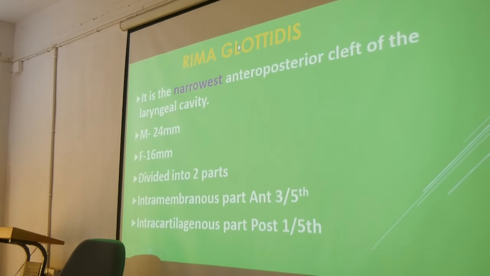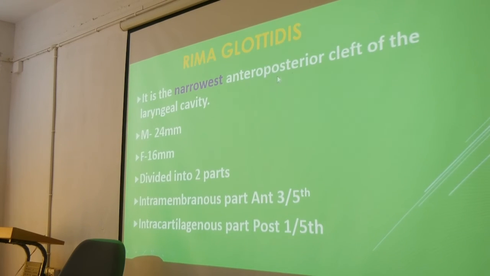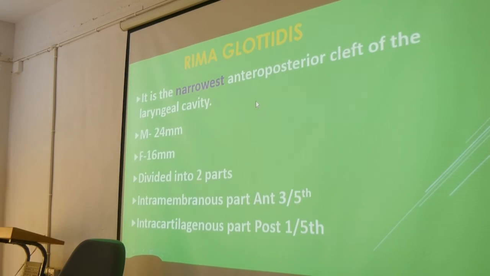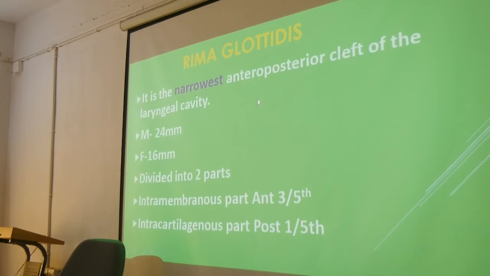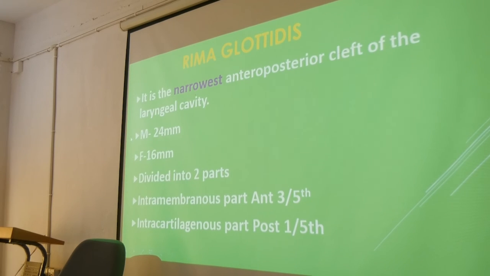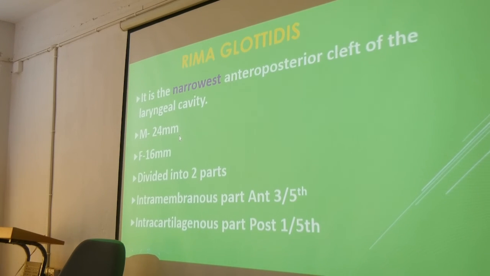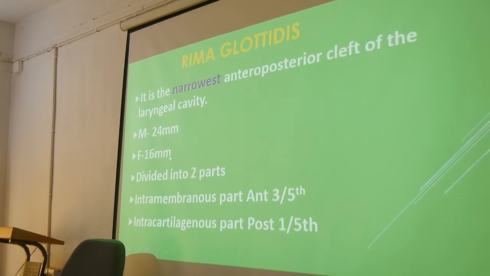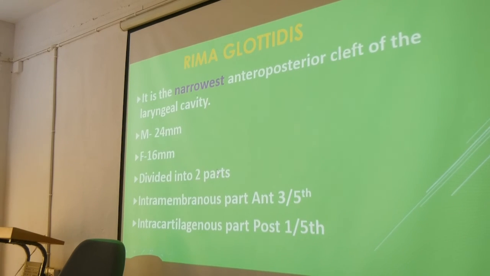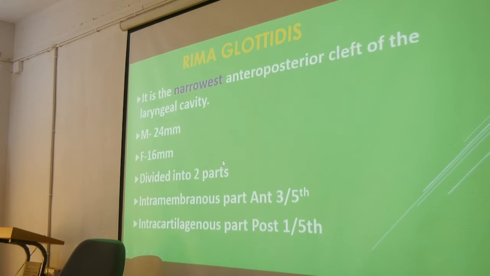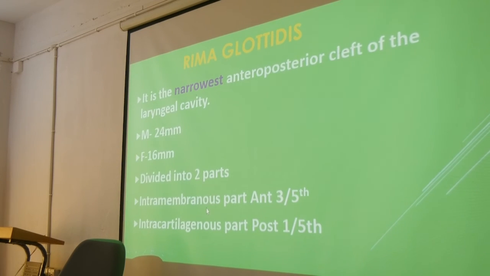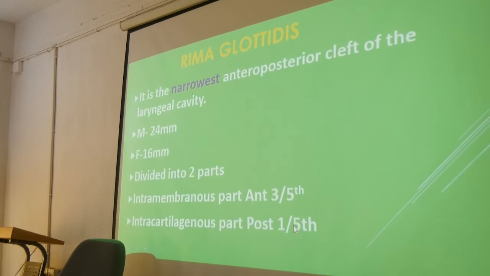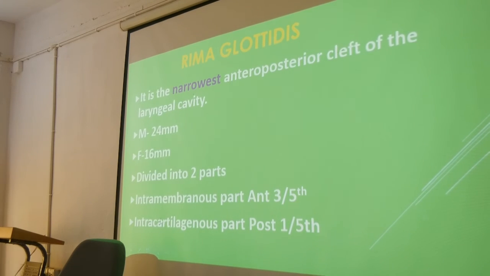What is rhima glottis? It is the narrowest anteroposterior cleft of the laryngeal cavity. Now it is the anteroposterior cleft, not the transverse cleft. And how long? In males it is 24 millimeters and in females it is 16 millimeters. It is divided into two parts: intermembranous and intercartilaginous. The anterior 3/5 is membranous and the posterior 2/5 is cartilaginous. So the membranous part is more.